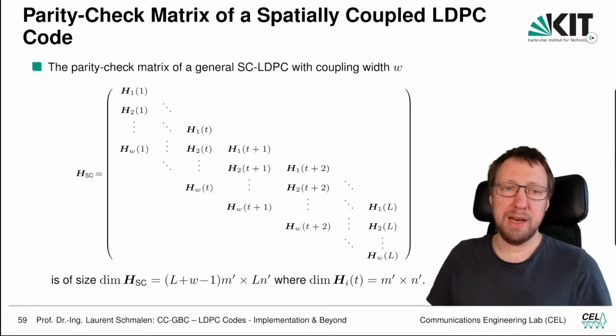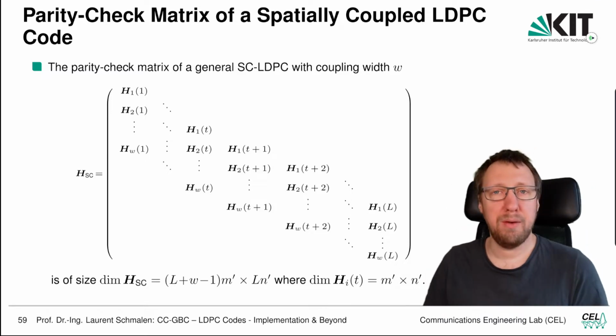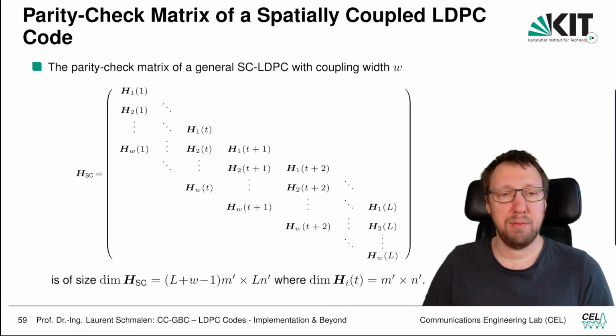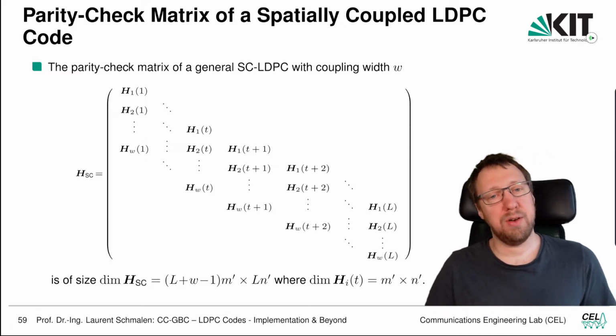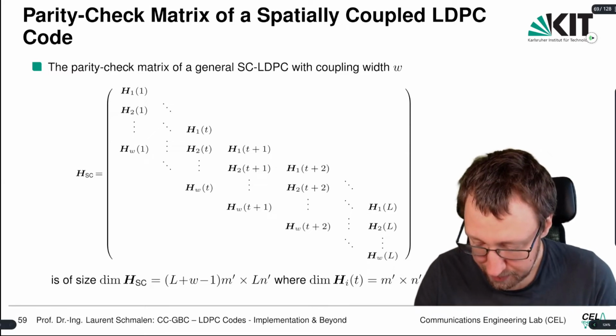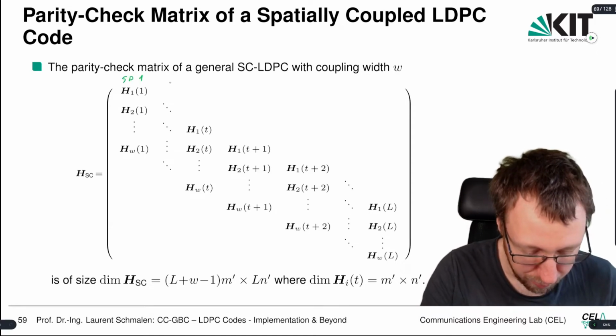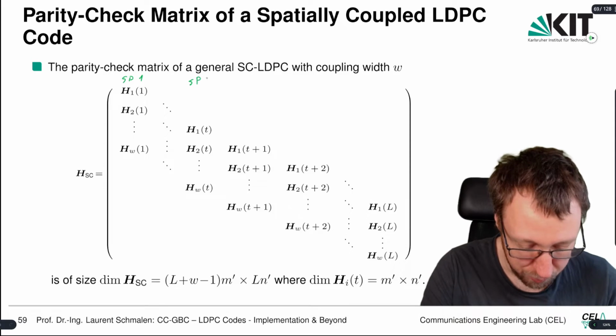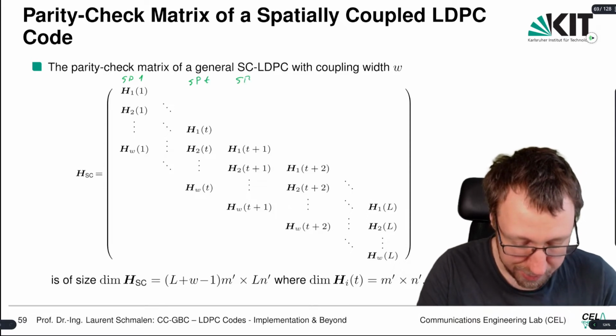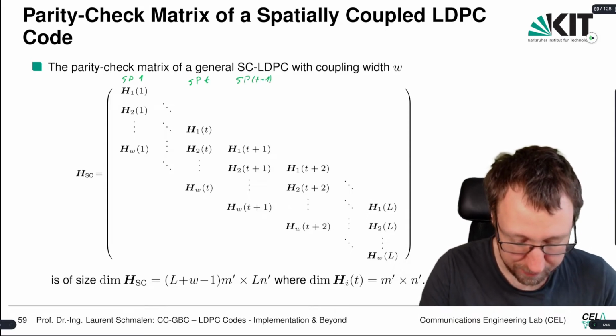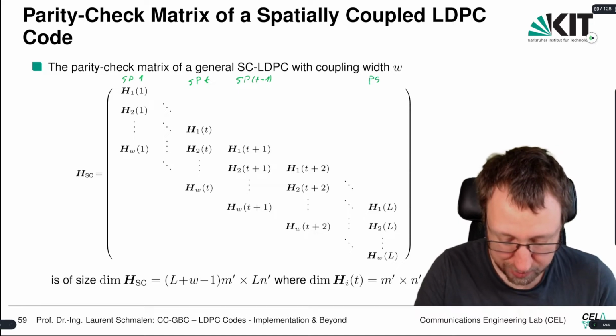So here, for completeness, we can also form a parity check matrix of a spatially coupled code, and the parity check matrix looks like this. Each spatial position is like one of those columns. We have spatial position 1, spatial position t, spatial position t plus 1, up to spatial position n.